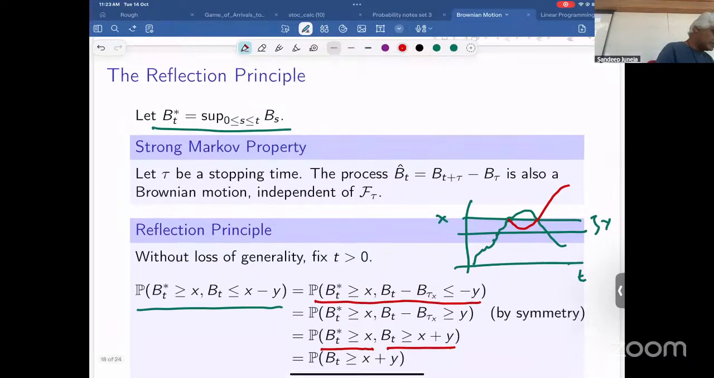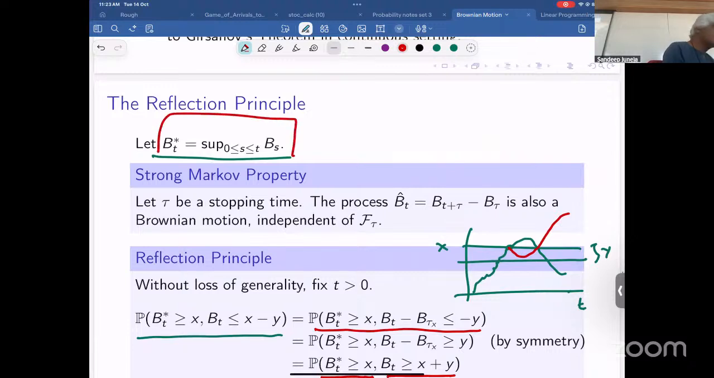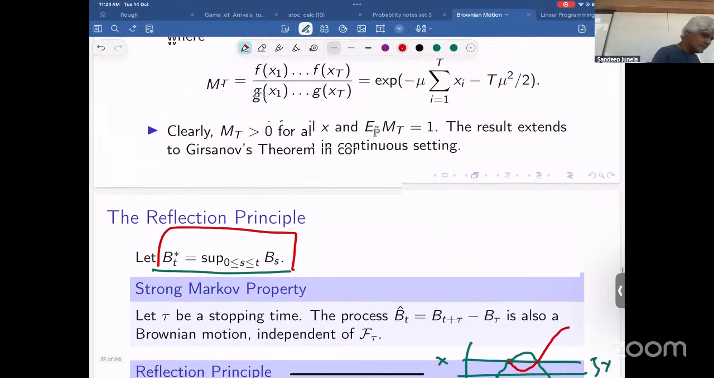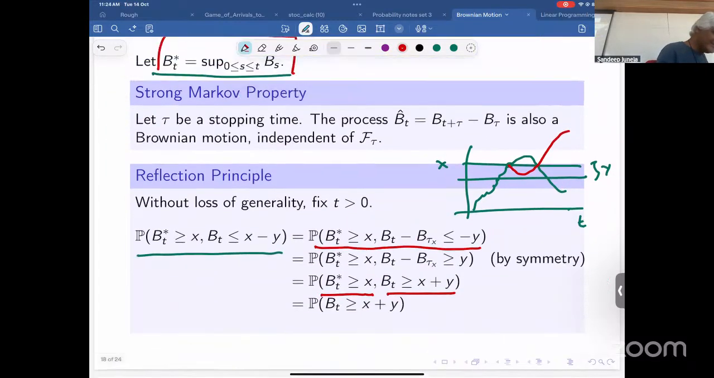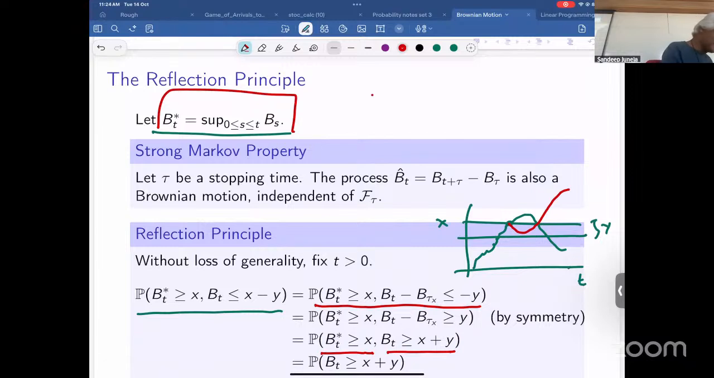B star_t is the star of the show. It's this guy right here. How does B_tau_x become x? It's the Brownian motion at time tau_x. Tau_x is the time when it hits x. Have I not defined it? Oh, small mistake. It's the first time we hit x. Okay, so this should be defined.